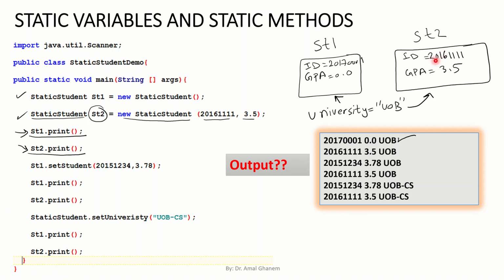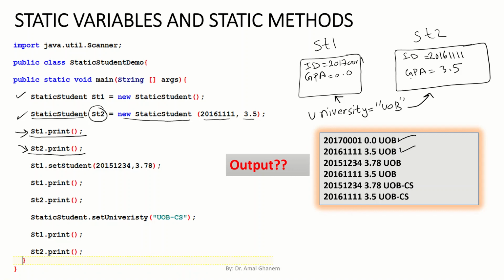You should have 2016, 1, 3.5 and UOB again. So this is the second output we have. st1.print will print ID and GPA that are local for st1, and it will print university which is shared.